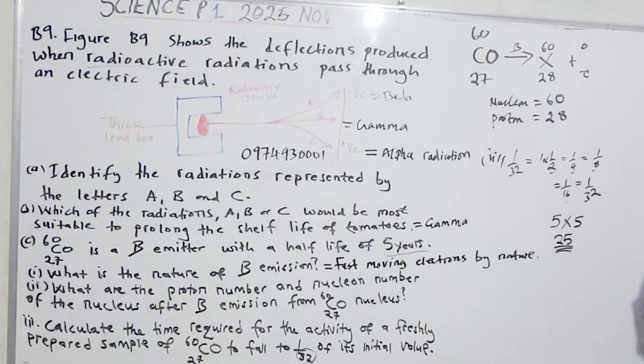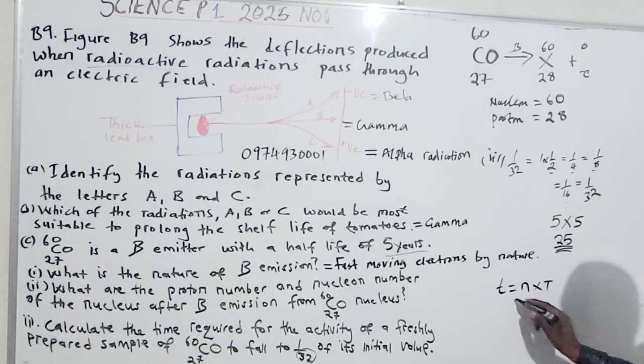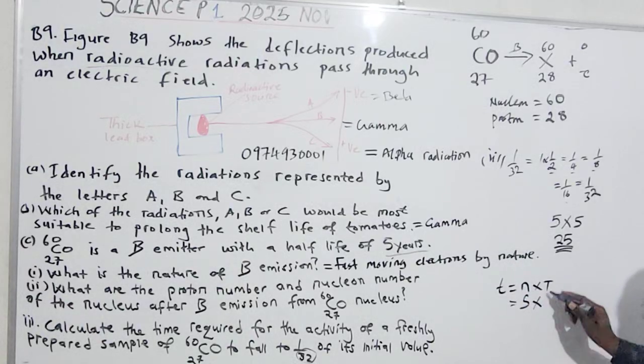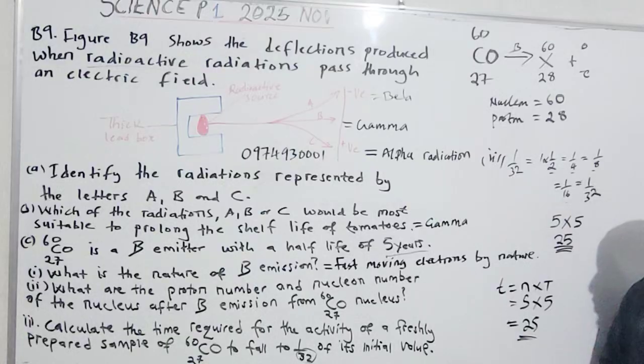Or maybe if you don't understand this one, you can still use the other method, where we say time is equal to the number of half-lives multiplied by the period. Number of half-lives, how many? 1, 2, 3, 4, 5. 5 multiplied by 5, giving us 25. So that is the answer. This is the time that is required.